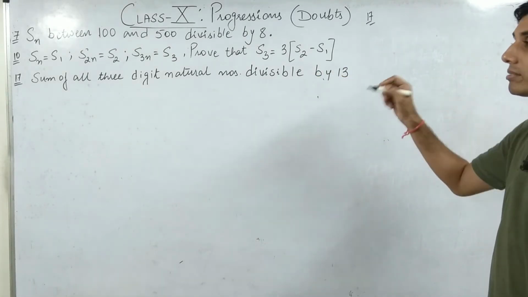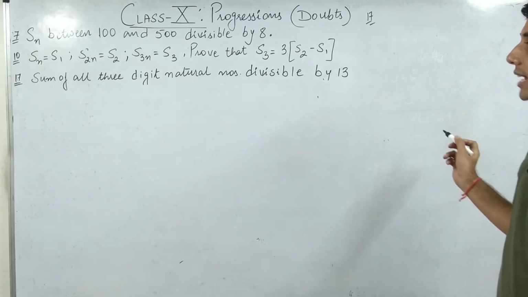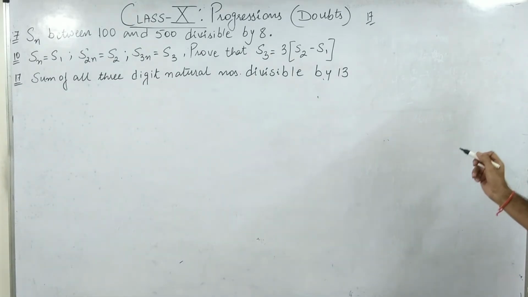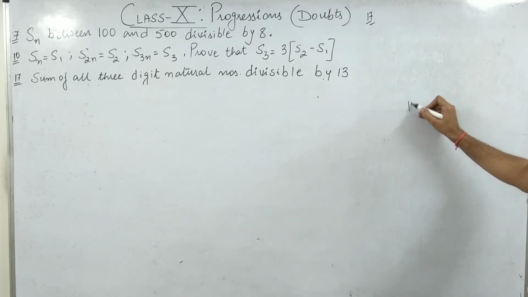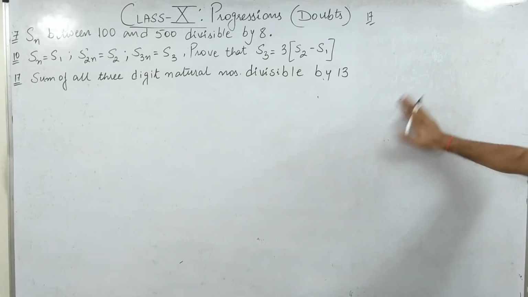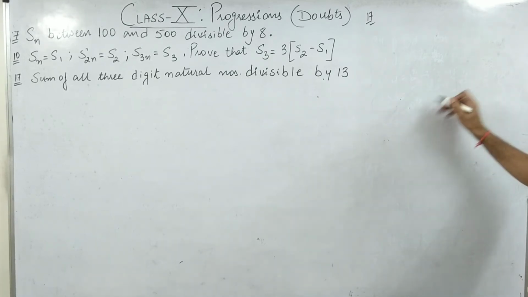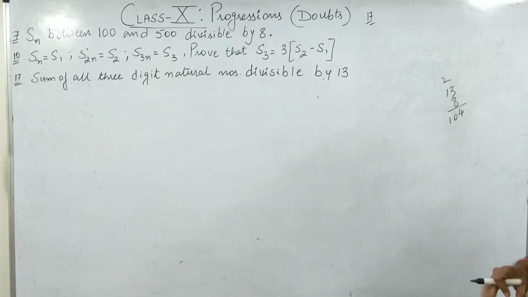Sum of all the 3-digit natural numbers divisible by 13. Okay. So 13 7s is 91. I know the table. 13 8s is 104. I'll just divide it for you. So 104 divided by 13. Guys, common sense, it will be the table. So I know the part, guys. 13 into 8 is 104. This is just to make you see that.